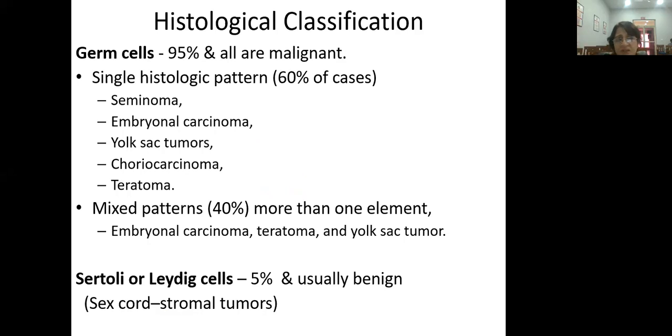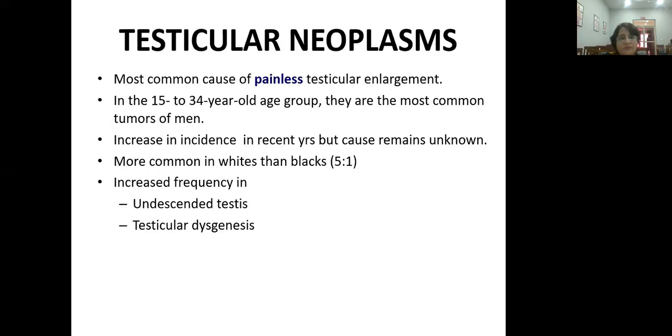The germ cell tumors, they are 95% and all of them are malignant. The sex cord stromal category में आ जाते हैं Sertoli and the Leydig cell tumors, and they constitute 5% and they are the benign tumors. And the testicular neoplasms, they are the most important cause of painless testicular enlargement. And increased frequency is seen in an undescended testes and testicular dysgenesis.